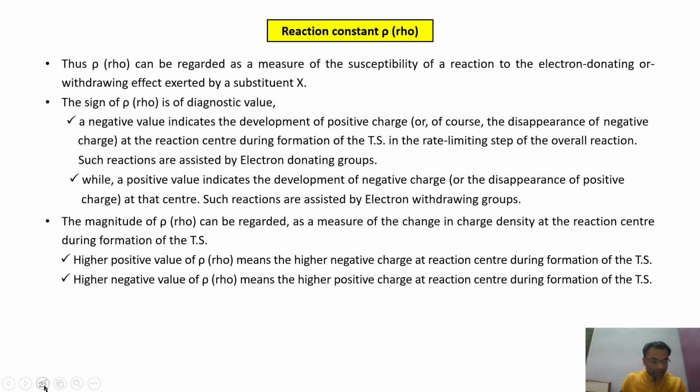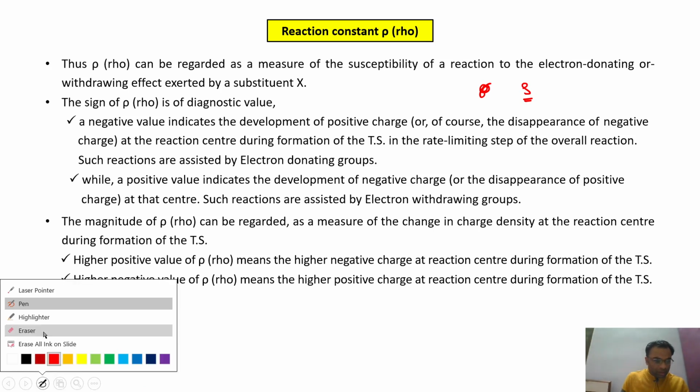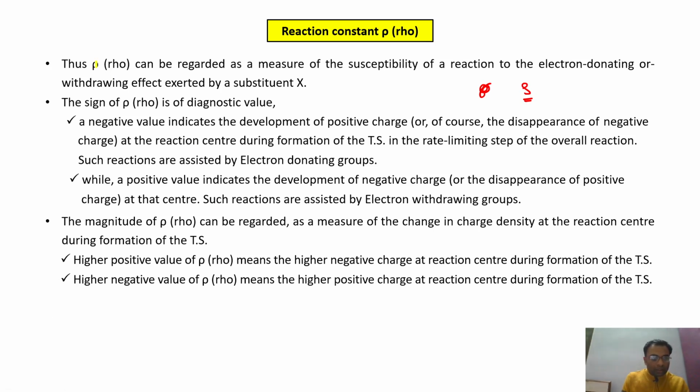In this lecture we will discuss the reaction constant, which is denoted by rho. Now, rho can be regarded as a measure of the susceptibility of a reaction to the electron donating or electron withdrawing effect exerted by substituent x.